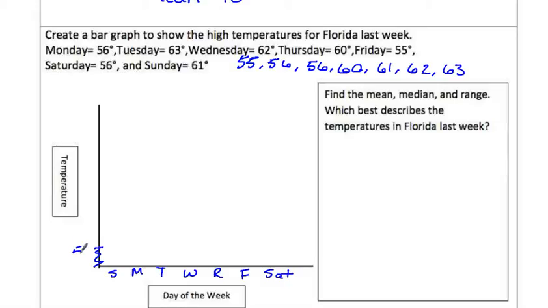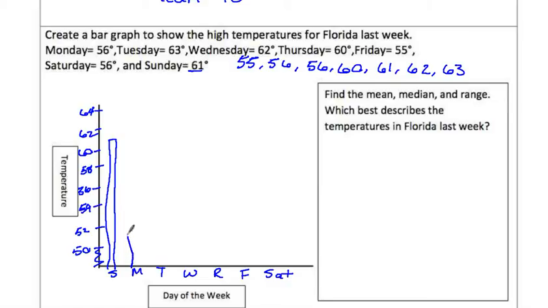So 50, 52, 54, 56, 58, 60, 62, and then 64. And so Sunday, right here, goes up to 61. So you can draw your bar up. And make sure that your bars don't touch in a bar graph.